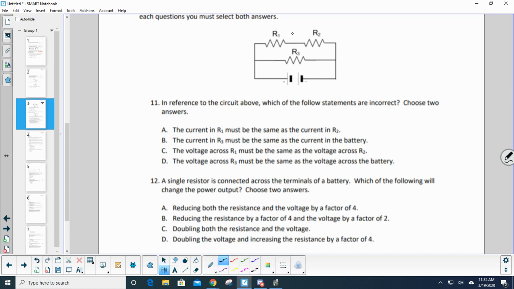So if I'm looking at this, I'm not even looking at the questions yet. I know this is just R1 plus R2. I'm just thinking how stuff's going to work. And then to get the total equivalent, it would be 1 over R12 plus 1 over R3 equals 1 over R equivalent. So I'm getting an idea what's going on here. So we want to know which ones are incorrect. The current in R1. Oh!